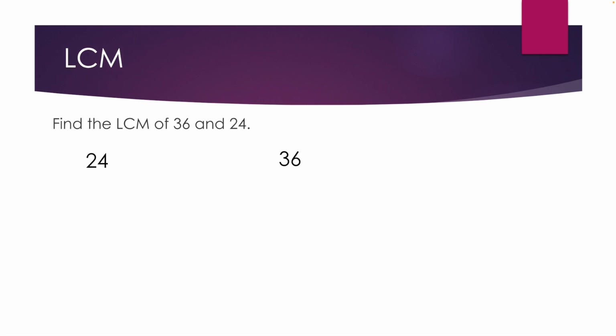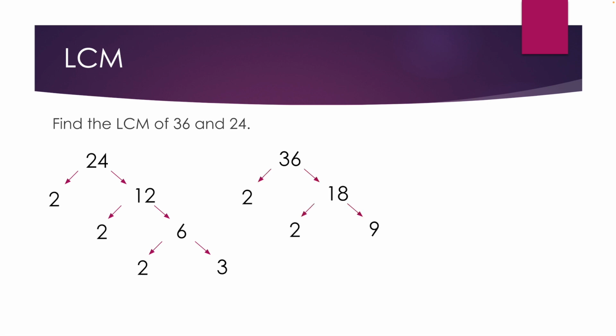So for example, if we remember back to this question where we found the greatest common factor between 36 and 24, we're now going to find the lowest common multiple. So we're going to do the prime factor trees. So 24 can be broken down into 2 and 12. 12 can be broken down into 2 and 6, and 6 can be broken down into 2 and 3, and then 36 is 2 and 18, 2 and 9, 3 and 3.